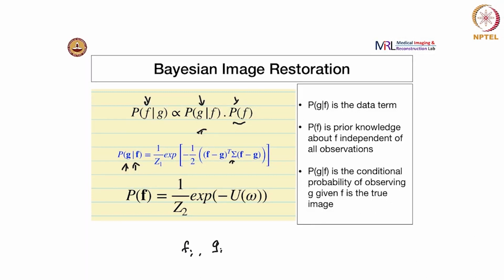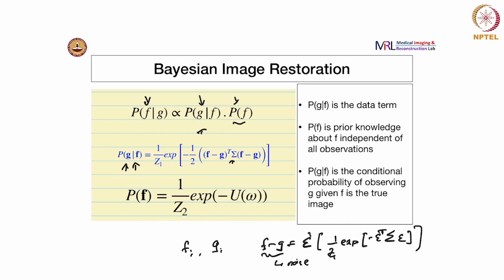But f minus g, you can say f minus g is some epsilon, and so p of g given f actually becomes 1 over Z1 times exponential of, I'll leave out some of the normalization terms, minus epsilon transpose sigma epsilon. Okay, so this is just f minus g. It's basically the noise, right? That's the noise at every point. So you're just modeling the noise here.